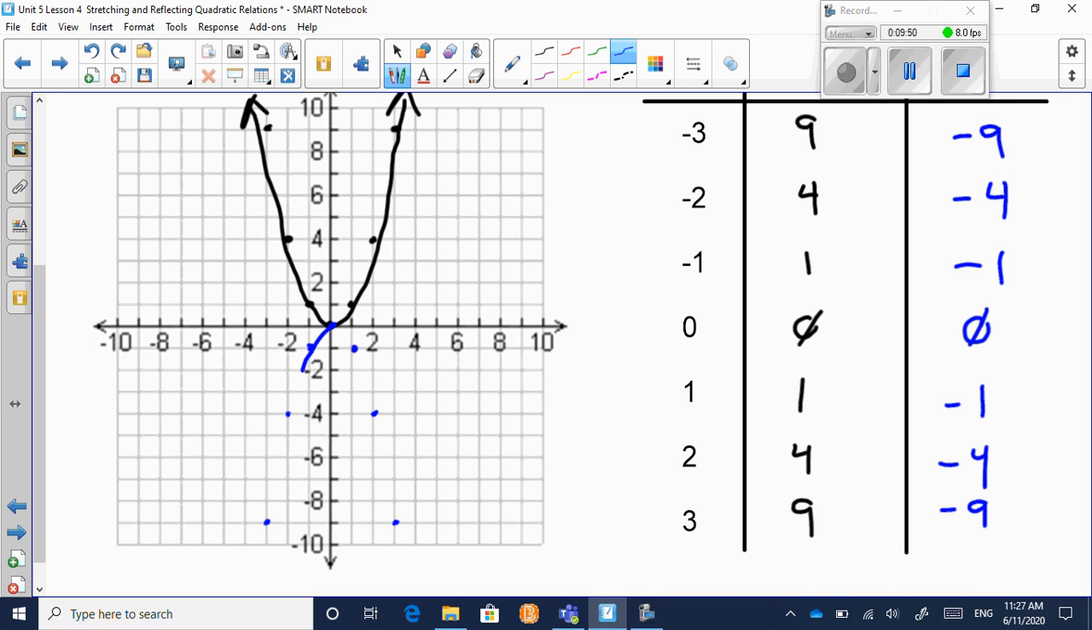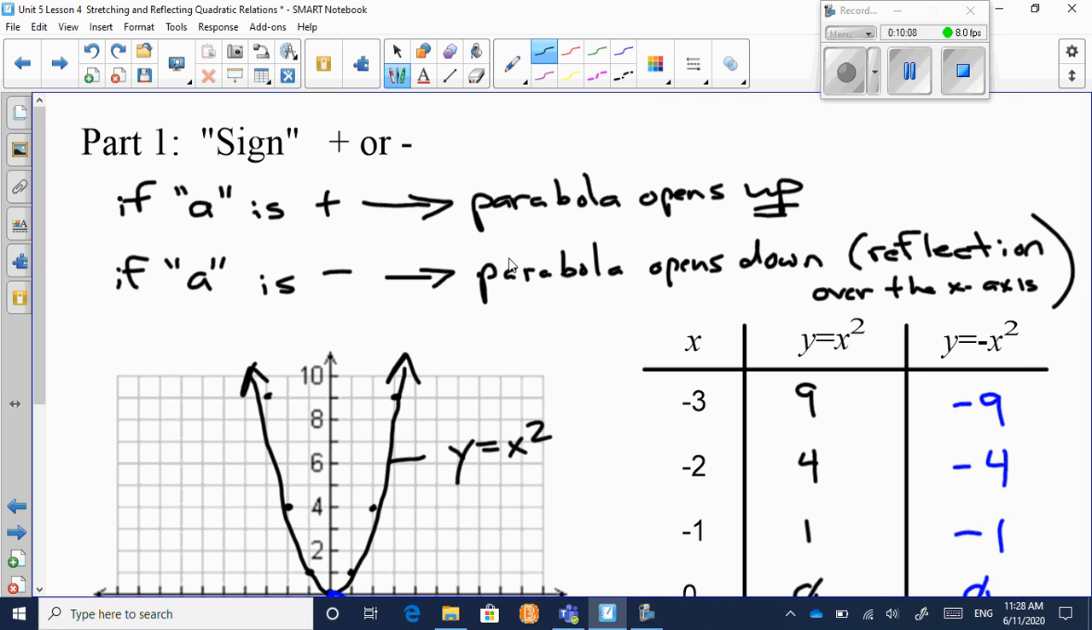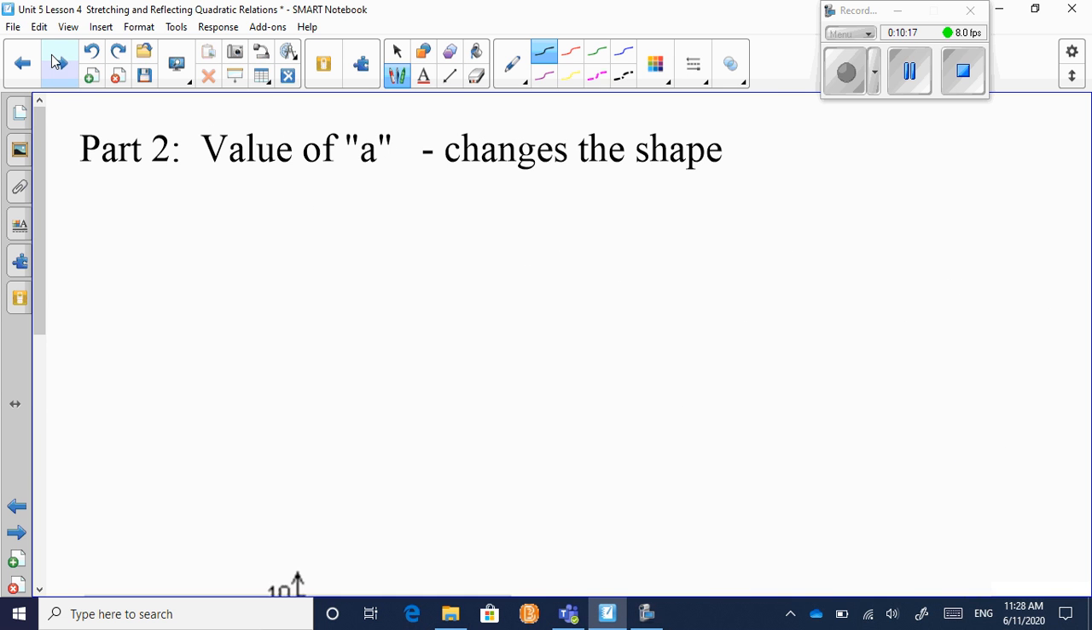So this is what it looks like. So this one is y is equal to -x². It's been flipped. And this one is y is equal to x squared. Okay, so basically you look at the sign, and the sign is going to tell you whether it's a reflection over the x-axis.